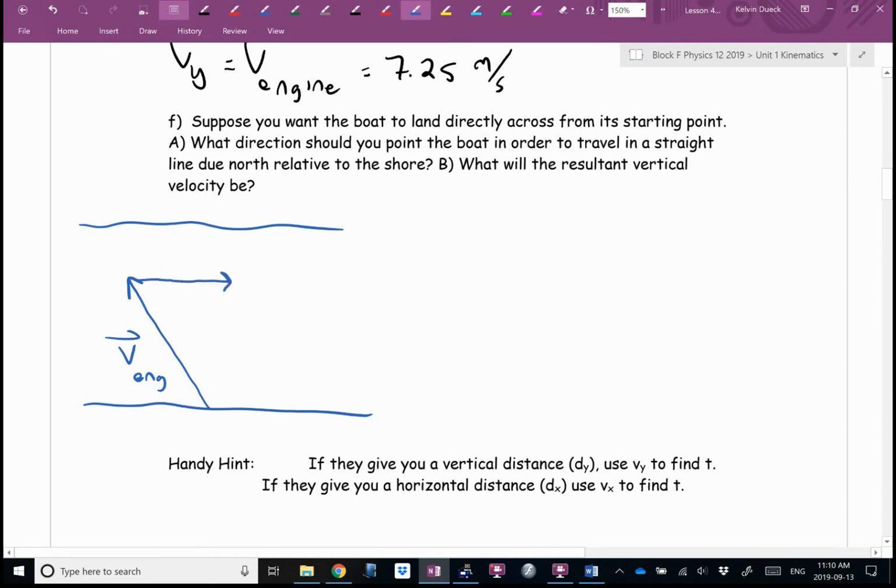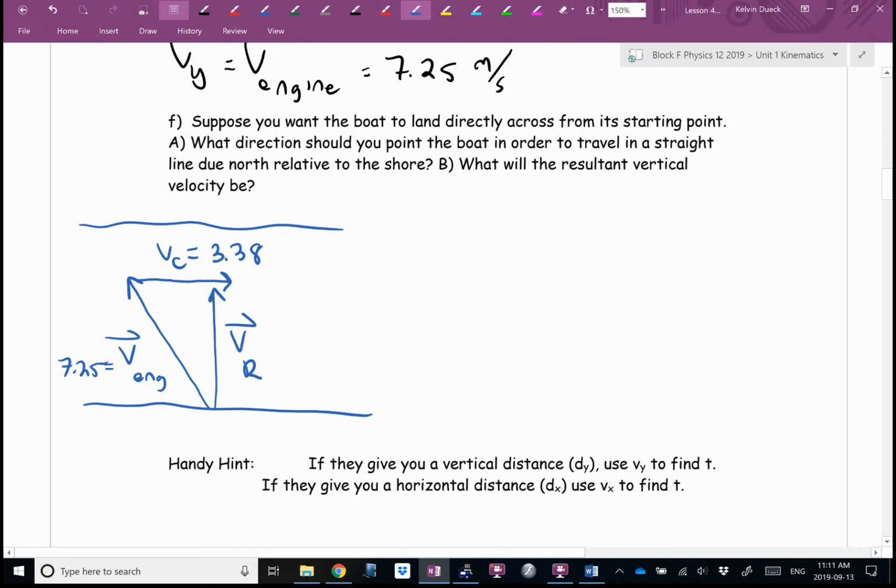I can figure out the scale of this triangle because I know the direction of the current, and this right here, that's the resultant. Some of these numbers I know. How big was the current? 3.38? What was the engine? Oh, I got it right here. That's why I asked that. 7.25?